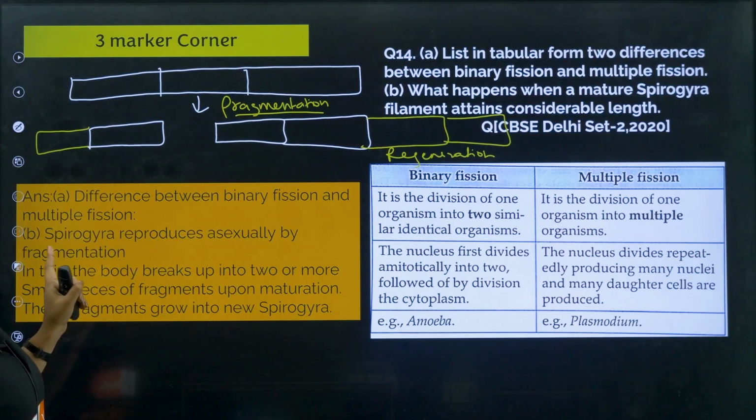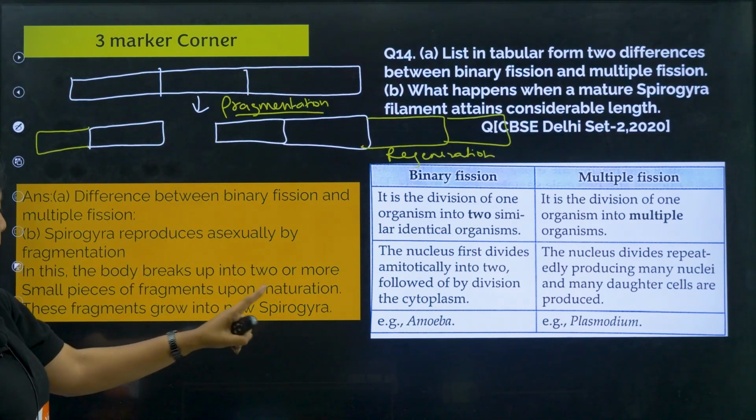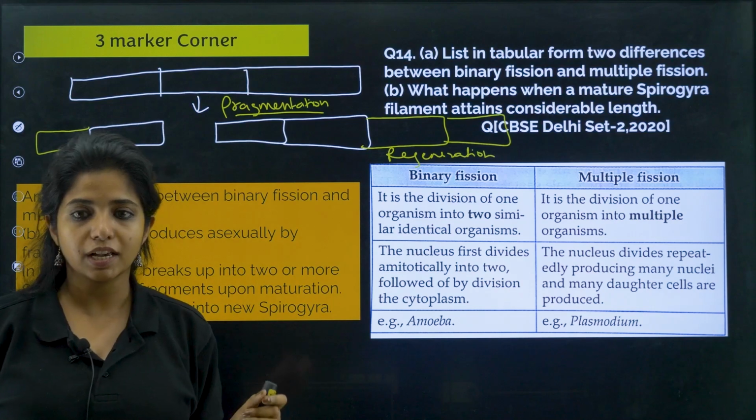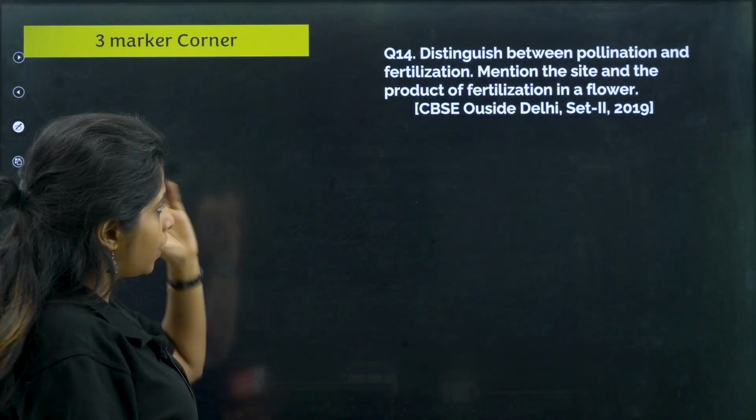Spirogyra reproduces asexually by fragmentation. In this, the body breaks up into two or more small pieces or fragments. Upon maturation, these fragments grow into new Spirogyra with the help of regeneration as well. Cool? It's fun, no? The questions are really fun.